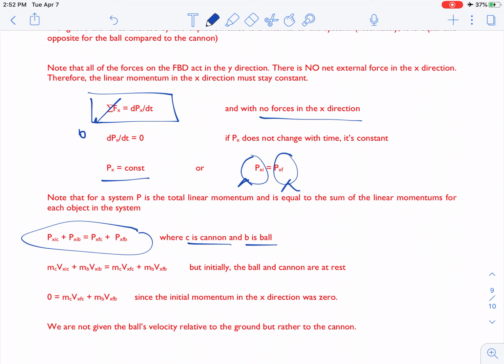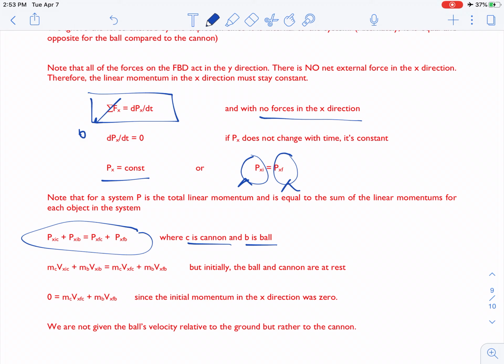Initial momentum has 2 pieces now. One for the ball, one for the cannon. And final should also be considered as the same amount, 2 pieces. So there are 2 terms in there. If you look at the labeling, again, x is for the direction of the motion, or the momentum in this case, and I is the initial, F is the final, and C and B are cannon and the ball, respectively.